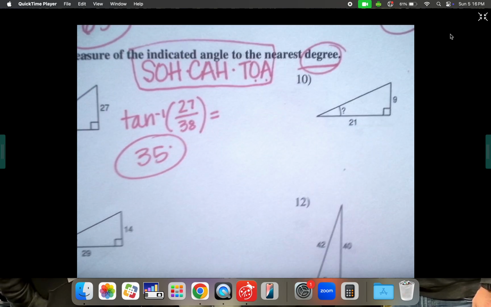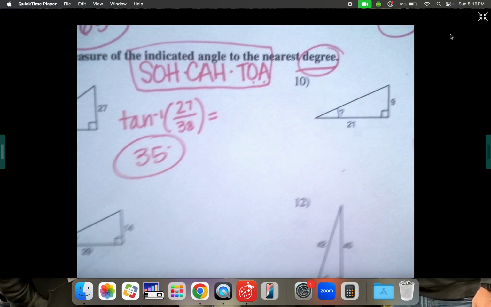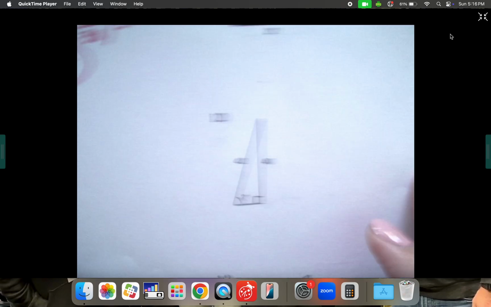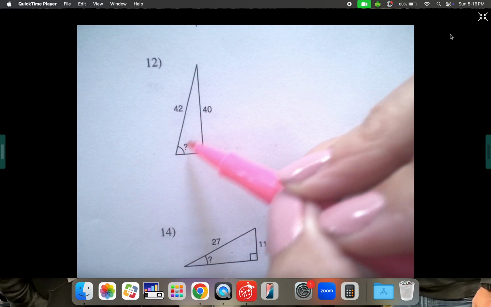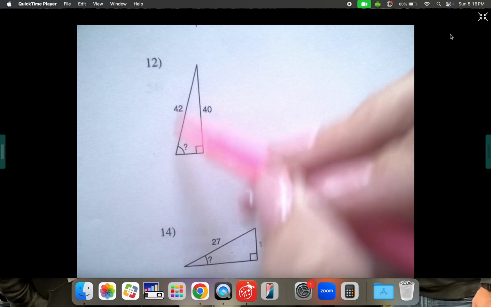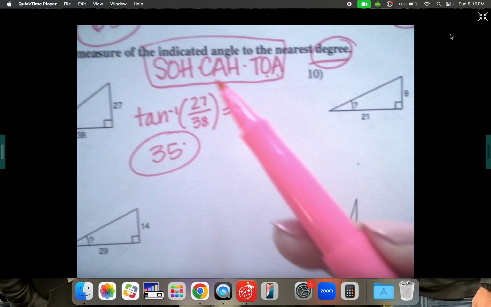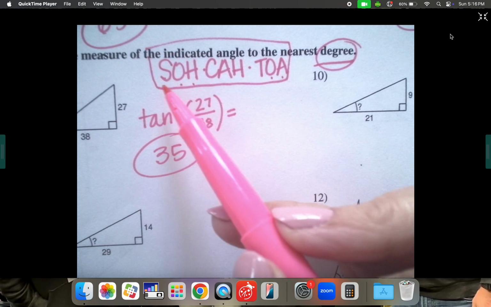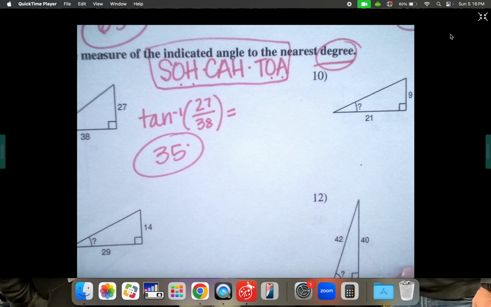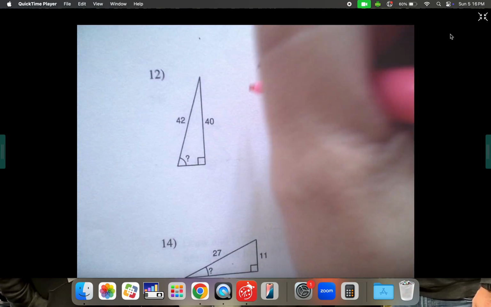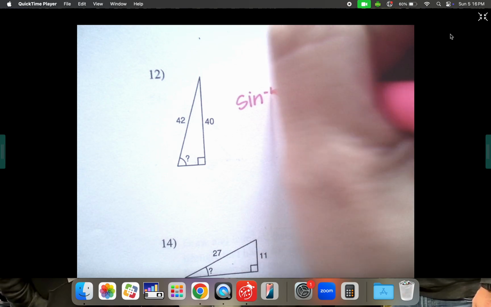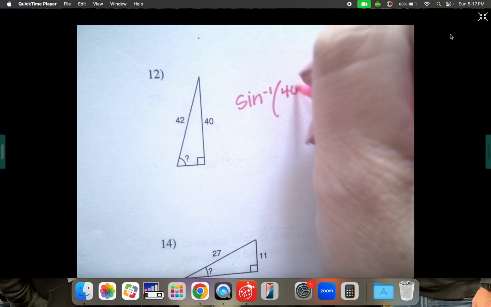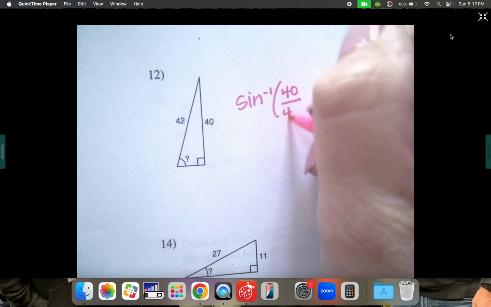Let's try another one. 10 would be tangent as well. 11 would be tangent as well. Let's look at 12. 12 is different. 12, we have opposite and hypotenuse. So if we go to opposite and hypotenuse, we're talking about sine. So let's do the inverse sine ratio and put my opposite over my hypotenuse. So inverse sine of the missing angle equals opposite, which is 40, over hypotenuse, which is 42.